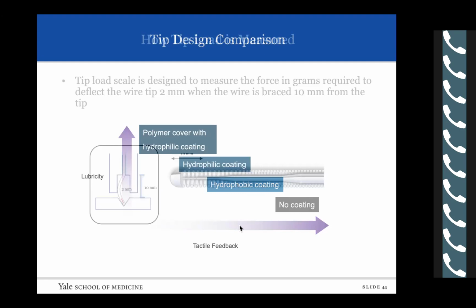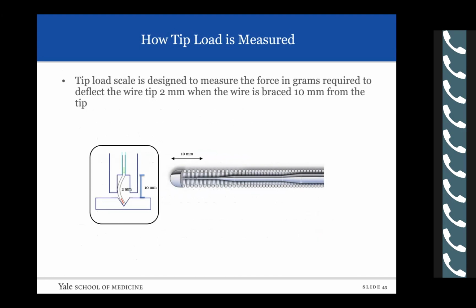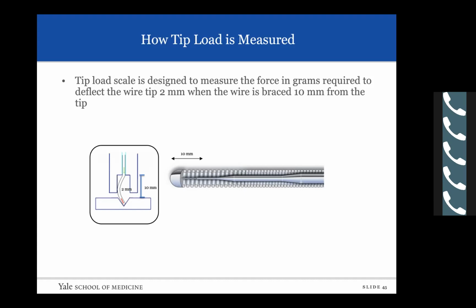So I know you've all wondered how they measure the tip gram. It's a simple little algorithm where they have this device here on the left. They put the wire in the middle, they push it down until the tip deflects 2 millimeters, and whatever the gram weight on the top pushing down that wire is tells you what the tip gram is for the wire. So most of the workhorse wires we have are in the 0.5 to 1.5 range. Some of the stiffer wires that we have are in the 2 to 4 gram range. And some of the super stiff wires that we have are in the 12 to 14 or even 20 to 30 gram weight.